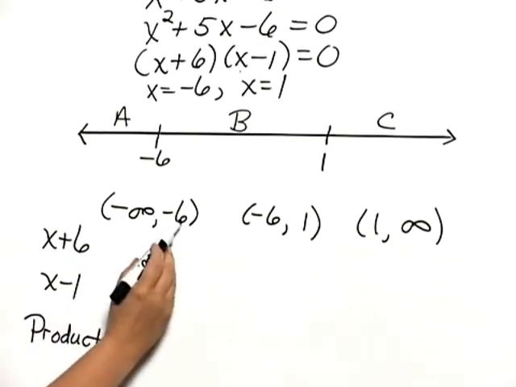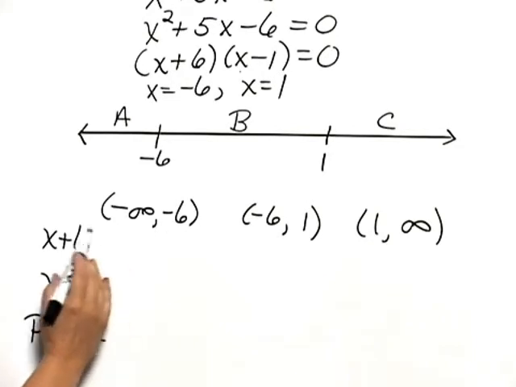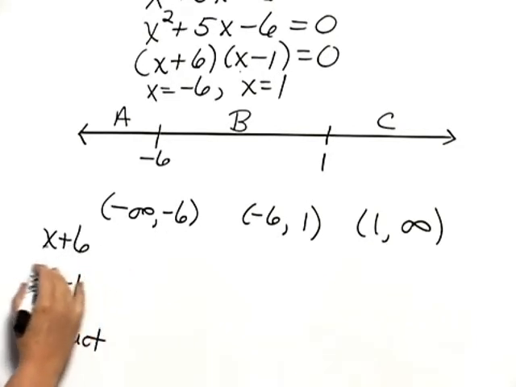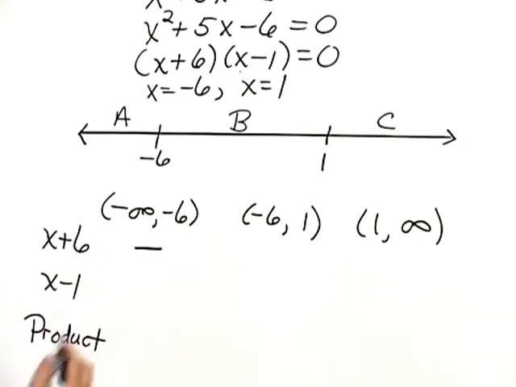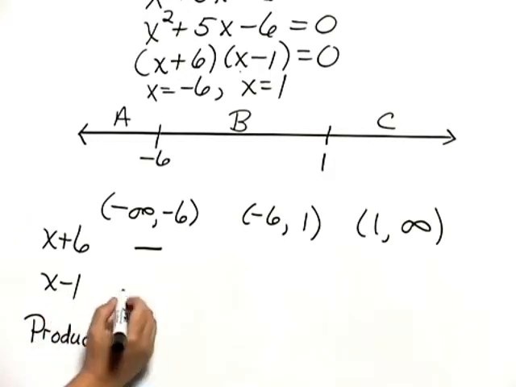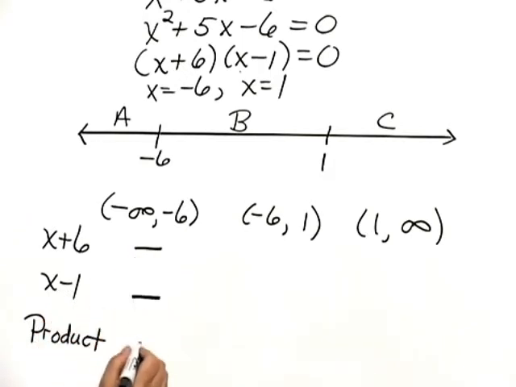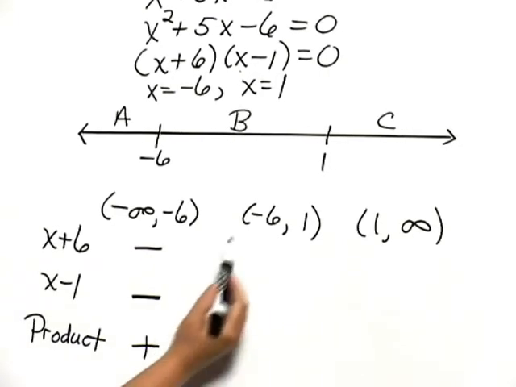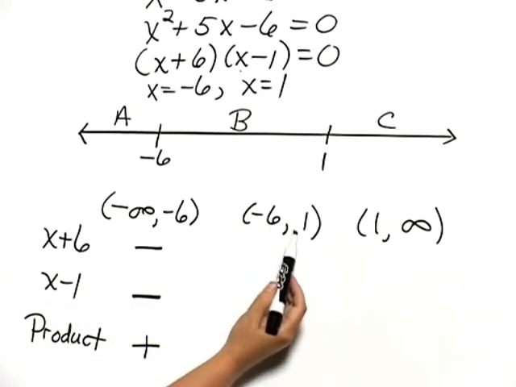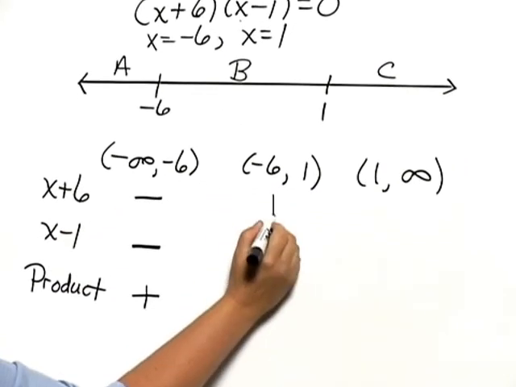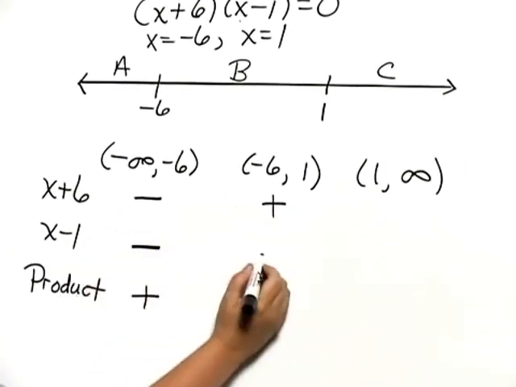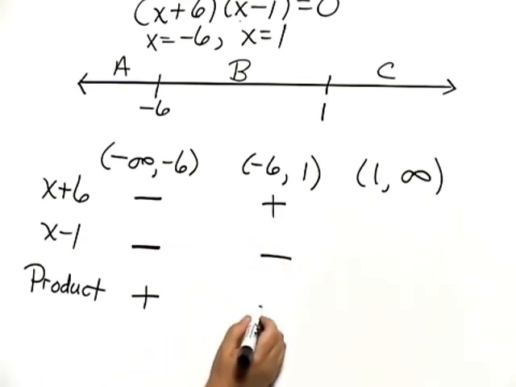In here, we have x less than negative 6. Well, when x is less than negative 6, this factor will be negative. So it's always negative. Here, when we have x less than negative 6, this factor will also be negative. And then the product of the two negatives will be positive. Let's think here for x between negative 6 and 1. For example, if x were 0, then this factor would be positive, this factor would be negative, and their product would be negative.